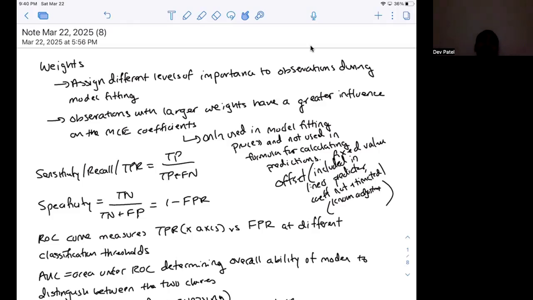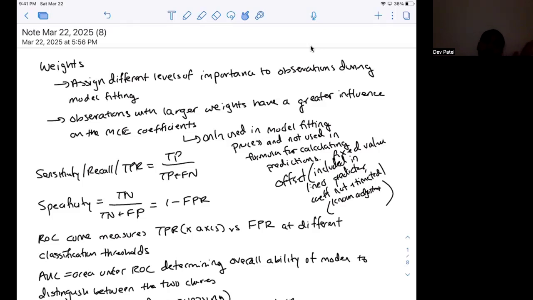Then we look at sensitivity, recall, and true positive rate. So sensitivity, recall: out of the total number of actual positive classifications that we have, how many of those actual positive classifications did we correctly predict? So those are true positives over true positive plus false negative. Specificity is on the flip side, so the true negatives. So out of all of the negative actual observations, how many did the model correctly predict as negative? So that is also 1 minus the false positive rate.